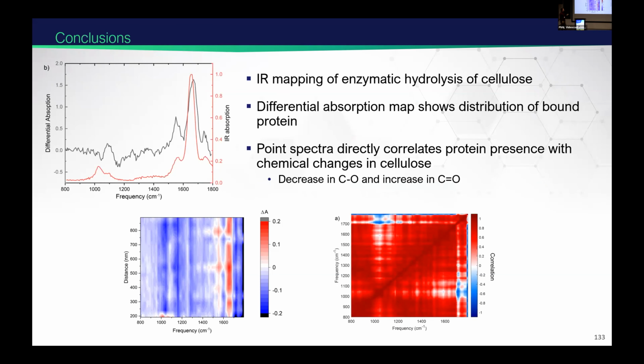So yeah, in conclusion, I did this IR nanoimaging of this enzymatic process of cellulose. What our differential absorption map shows is the distribution of bound protein, and we can do this correlation analysis to show that the protein is associated with chemical changes in the cellulose, specifically decrease in CO and increase in C=O. And this can be done spatially resolved with tens of nanometer spatial resolution.